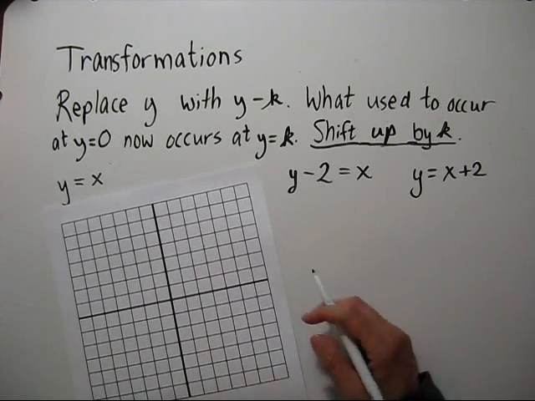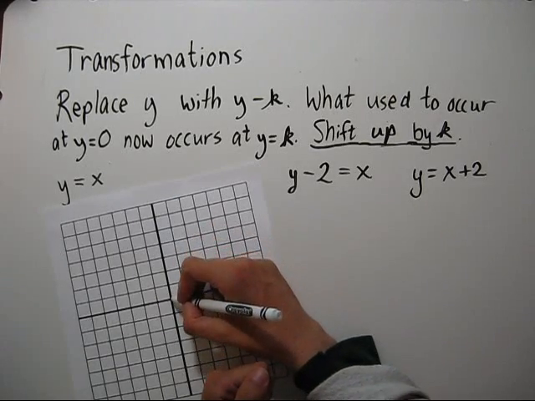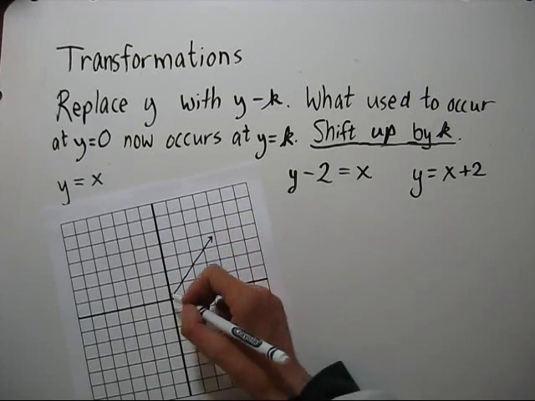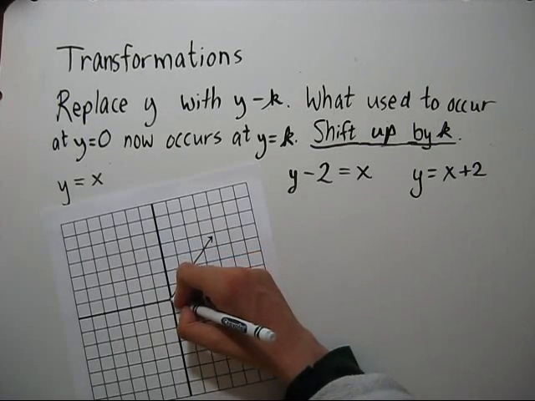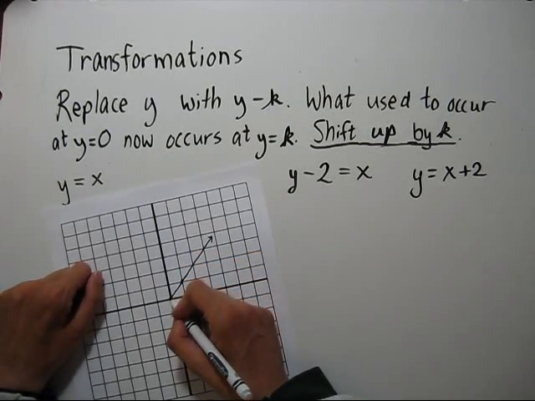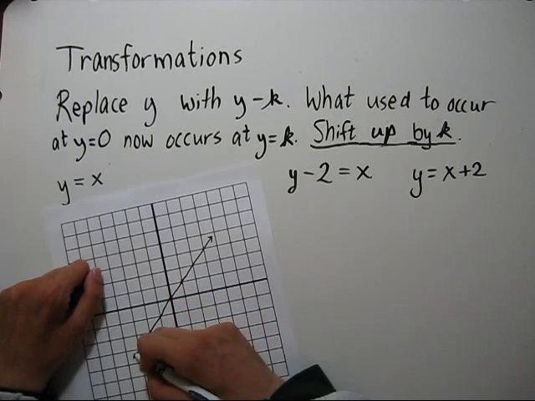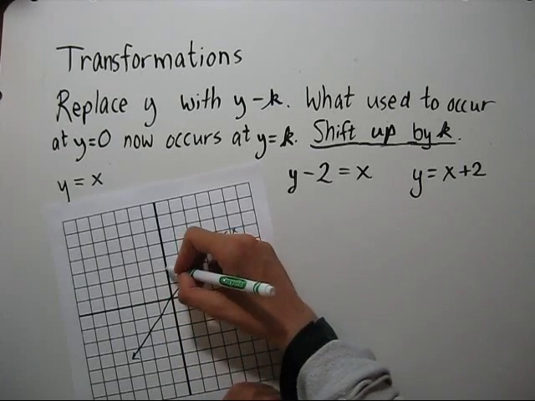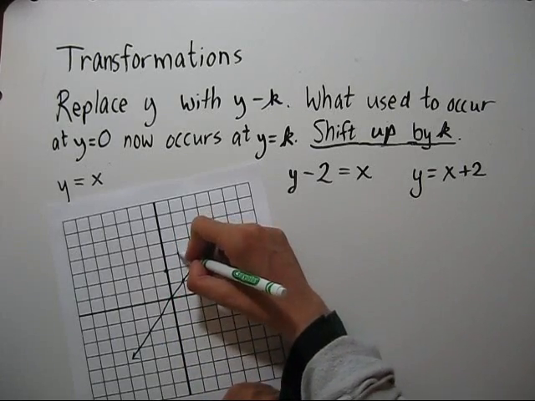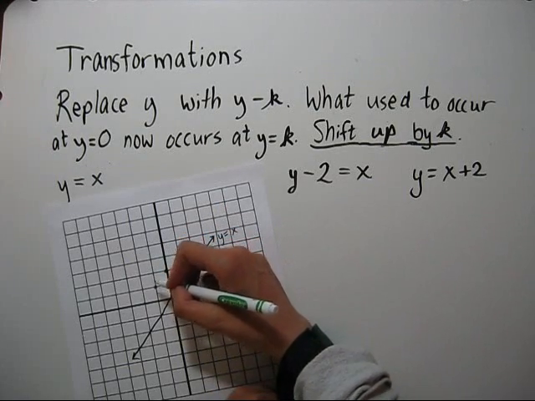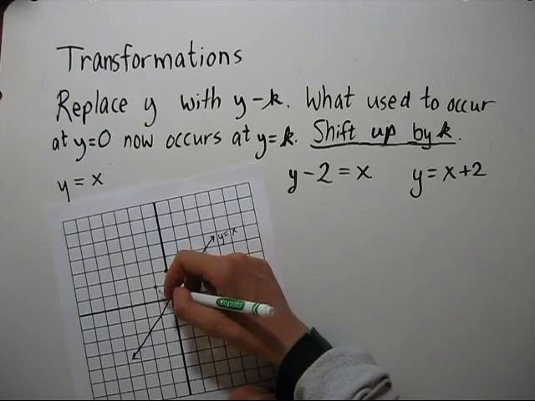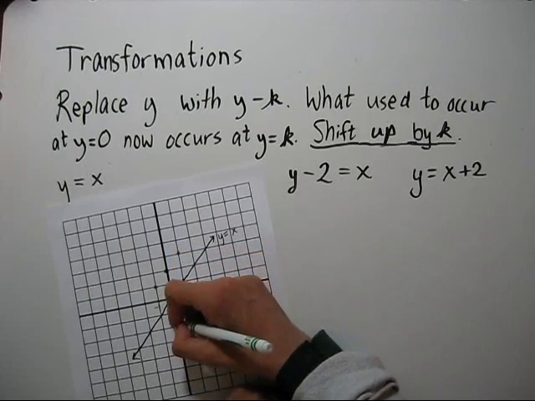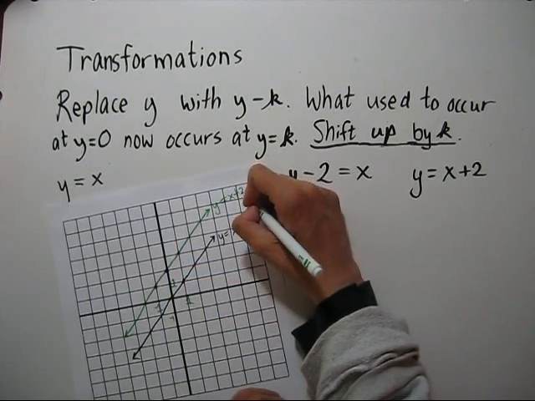So let's graph y equals x. That's our underlying graph. That's a line that goes through the origin and has slope 1. So reference points would be (0, 0), (1, 1), (negative 1, negative 1). And then y equals x plus 2, we're going to shift up by 2. So (0, 0) becomes (0, 2), (1, 1) becomes (1, 3), and (negative 1, negative 1) becomes (negative 1, 1). And I need to indicate my scaling. There it is.